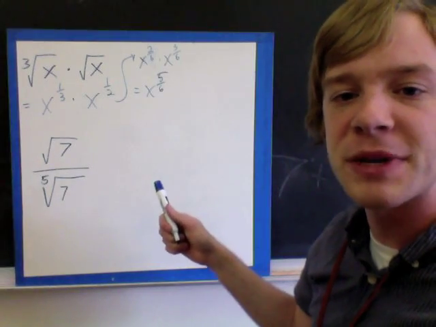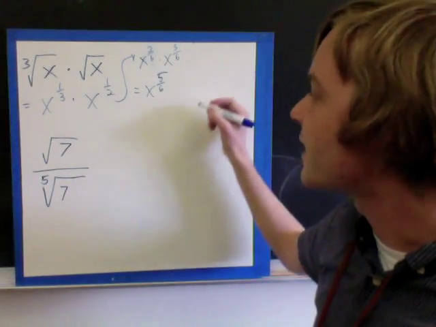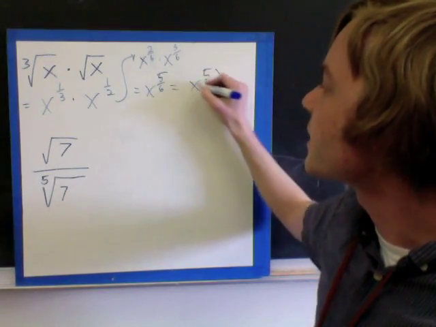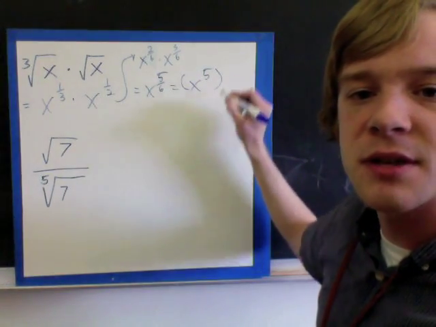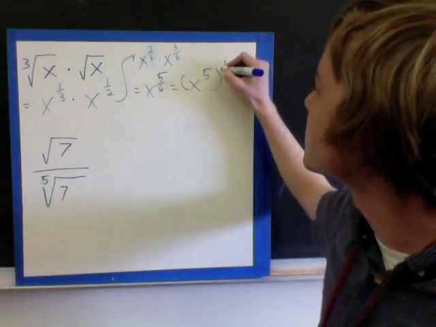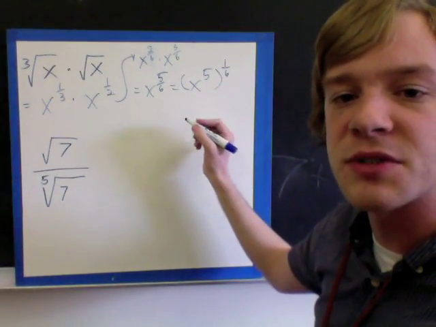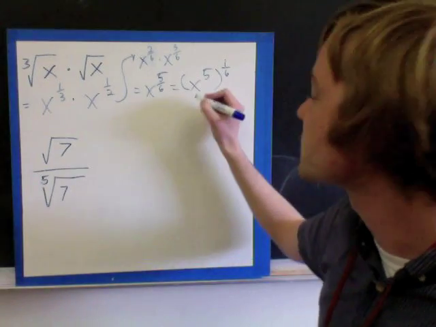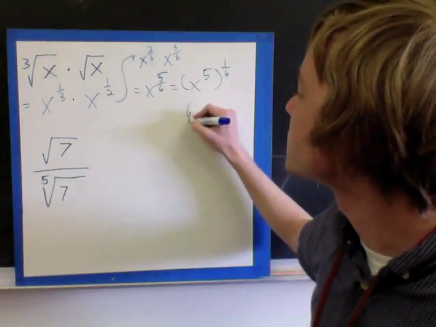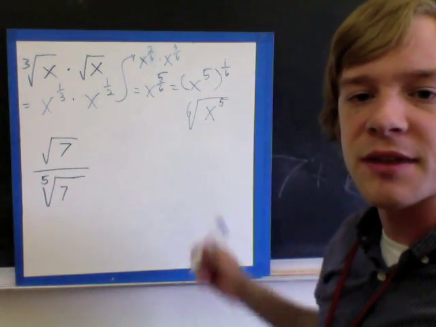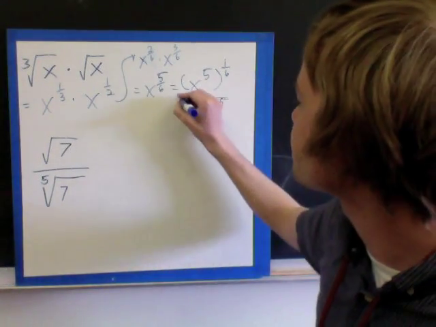Now I can convert this, and I want to convert this back to radical form. So if you remember from yesterday, we would have x to the 5 in parentheses and 1/6 on the outside. Or the same thing in radical form would give us the 6th root of x to the 5. Like that. That would be our answer right there.